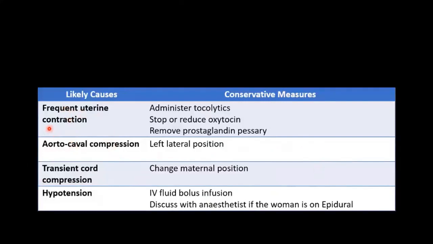First, whether it is because of frequent uterine contractions, whether there is hyperstimulation or not, whether you want to administer tocolysis, you need to stop the oxytocin or reduce the oxytocin, or if, let's say, a prostaglandin was inserted, then you need to remove the prostaglandin. If the patient is lying flat on her back, then you would like to change the patient's posture to reduce the aortocaval compression. Or if there is transient compression, then you can change the mother's position.